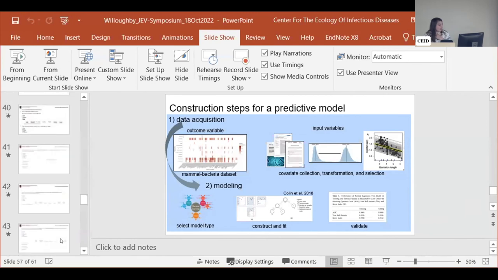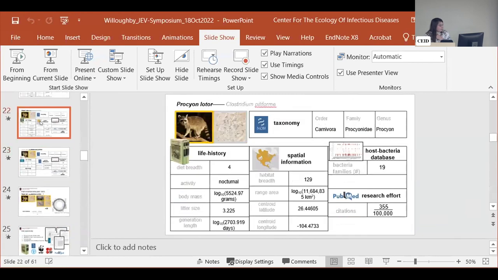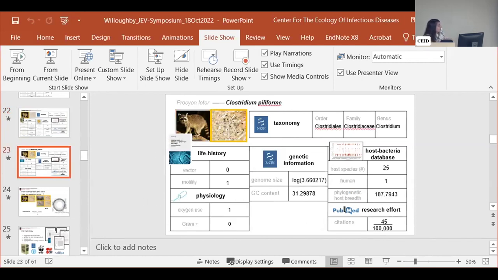Definitely. I think all of the traits, if I can go back, these are traits specific to raccoons and Clostridium piliforme, but many traits likely are going to be important for viral transmission as well. With JEV, we might tweak it to be, maybe, use of water bodies or some other traits, but largely these host life history and spatial information we could directly apply to JEV and other flaviviruses. Similarly, for bacteria we were looking at genetic measures and life history of the bacteria, but for the virus, it might be vector relationships and different mutation rates of the virus or other viral-specific traits.